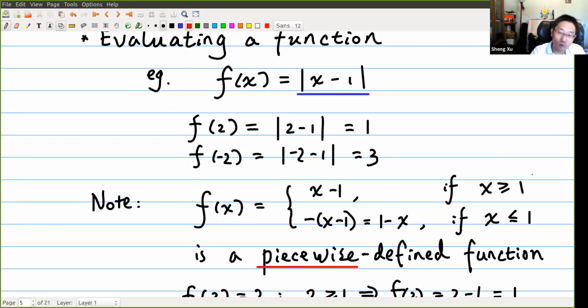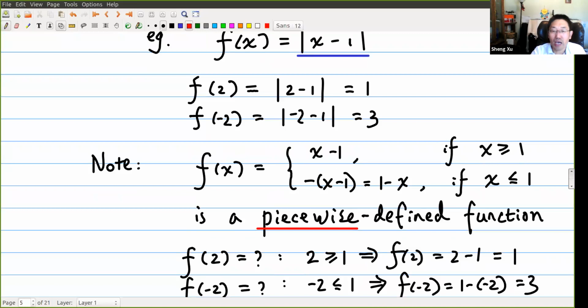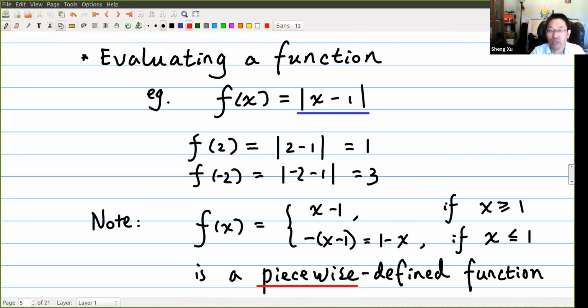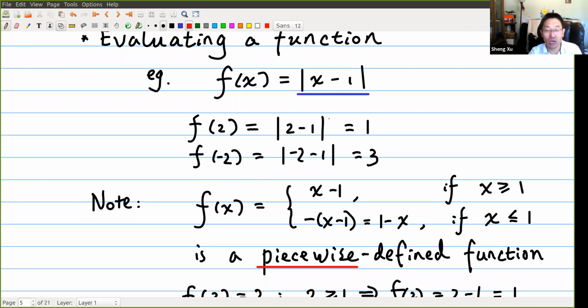And this function f(x) can actually be written in another manner. So we have this absolute value, right? In the last lecture, I reviewed the number line and the absolute value, right? Absolute value can be interpreted as a distance between two numbers, right? So here is the distance between x and 1. It's always non-negative, okay? So if x minus 1, this argument here, is non-negative, x minus 1 greater than or equal to 0, or say x is greater than or equal to 1, then x minus 1 is non-negative, and the absolute value is just that non-negative number itself. So f(x) equals x minus 1 for x greater than or equal to 1.